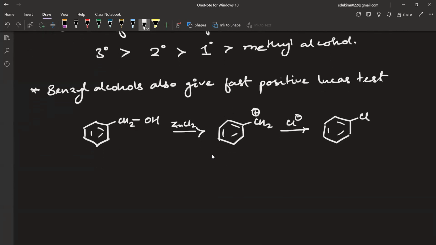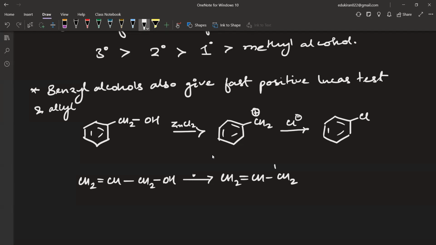Also, one more thing you can write. Along with benzyl, you will also write allyl alcohols. Allyl alcohol is CH2, double bond CH, single bond CH2, OH. In the presence of ZnCl2, OH will be abstracted and you will get CH2 double bond CH single bond CH2 positive. Now this is also resonance stabilized and further reacts with Cl negative to give CH2 double bond CH single bond CH2Cl. So these two points are important.